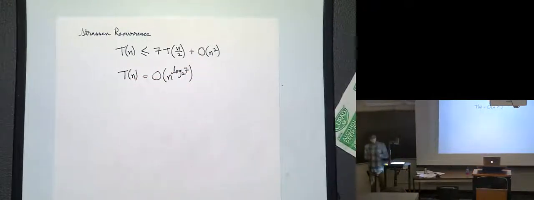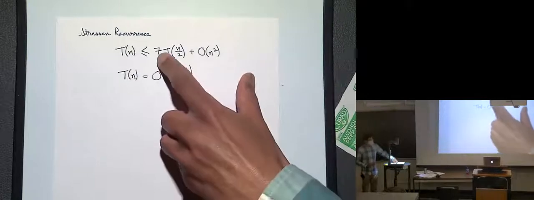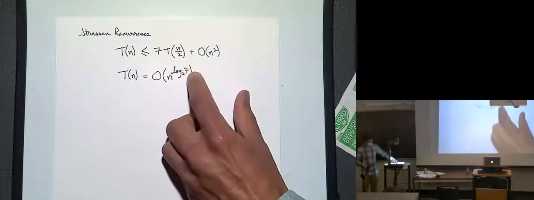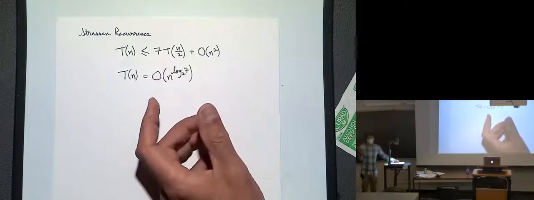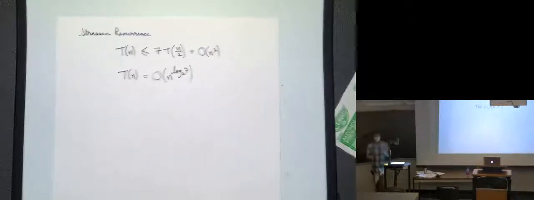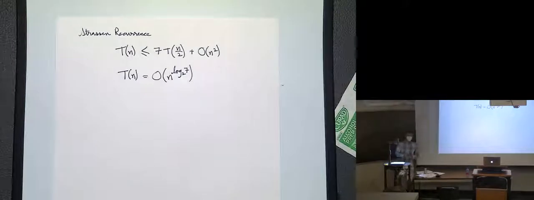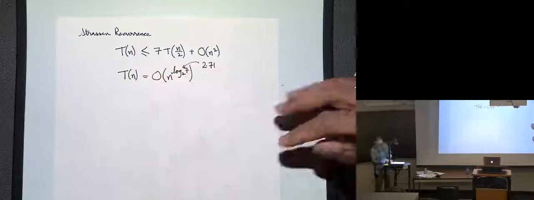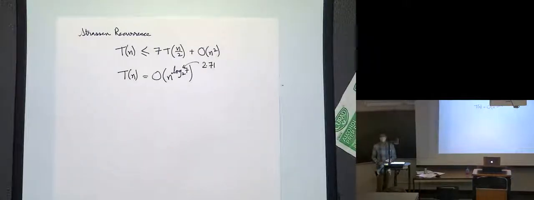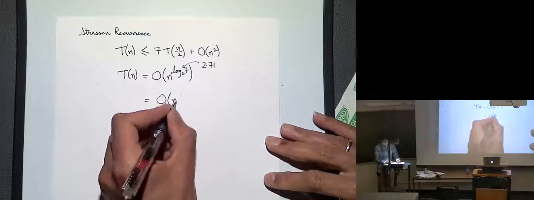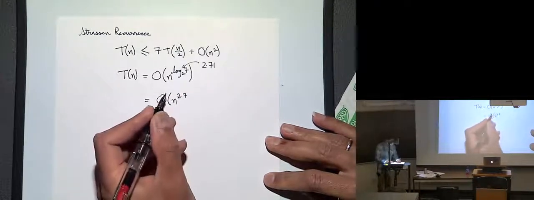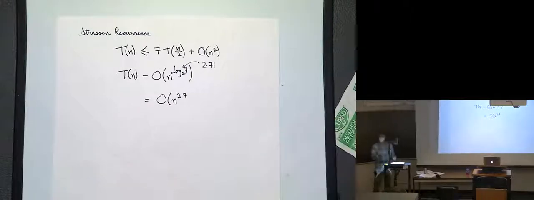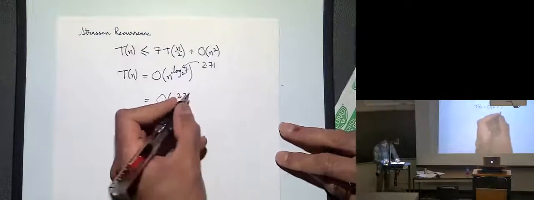What is log base 2 of 8? 3, right? So what you get over here is log base 2 of the number of calls. If it's 8 calls, you just get n cubed. But with 7 calls, you get n to the log base 2 of 7, which you can see is less than 3. I think it's about 2.71, or 2.81, I forget, one of those.